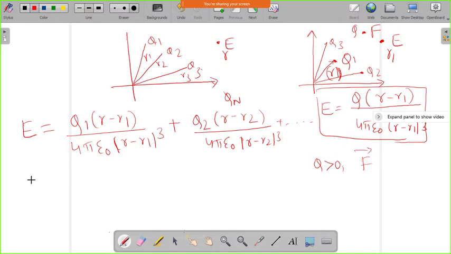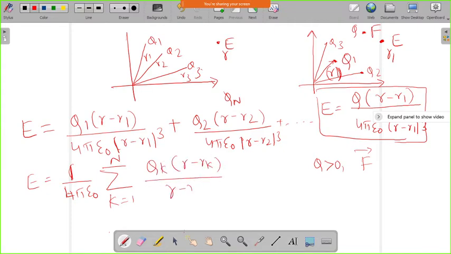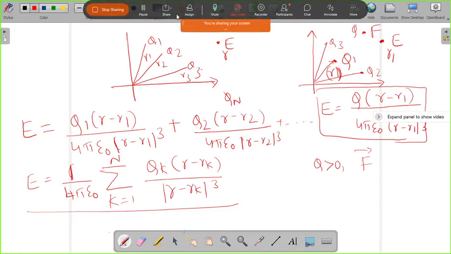Now we can simplify this one. We can take 1 over 4 pi epsilon naught common, and summation k varies from 1 to n, qk into (r minus rk) divided by |r minus rk| whole cube. So this is the electric field strength calculated due to n number of point charges. So this is about the electric field strength. Is it understood? Any doubt in this?